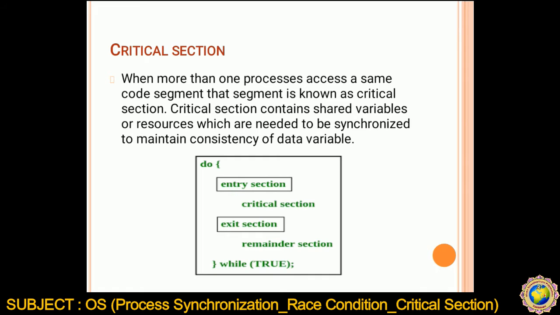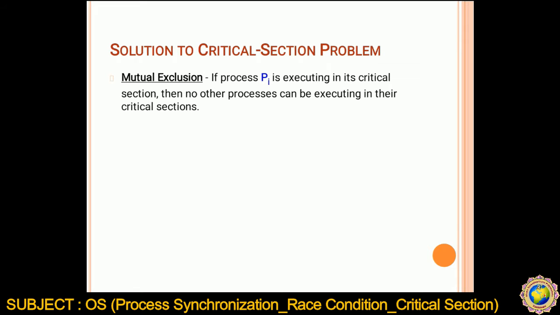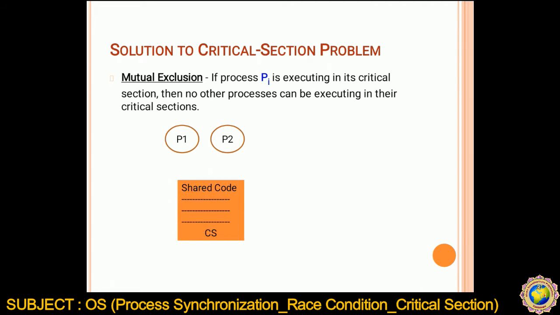Let's see the solution of the critical section problem. First, that is mutual exclusion. When a process is executing its critical section, then no other process can be executing in its critical section. Let's see, here we are given two processes P1 and P2. Now, in the critical section, we have given a shared code CS, that means critical section.